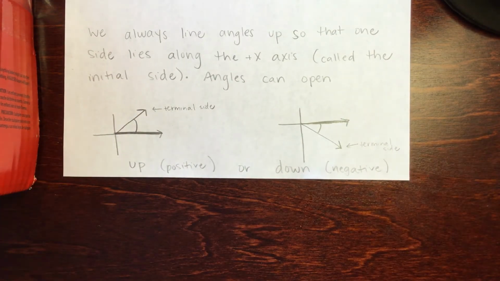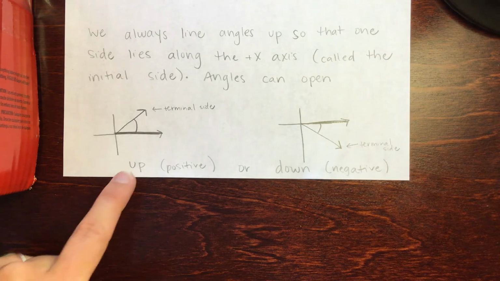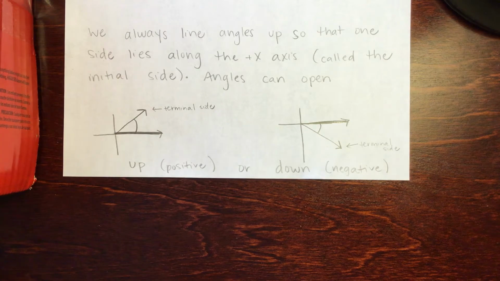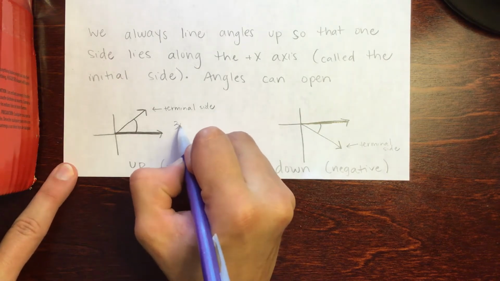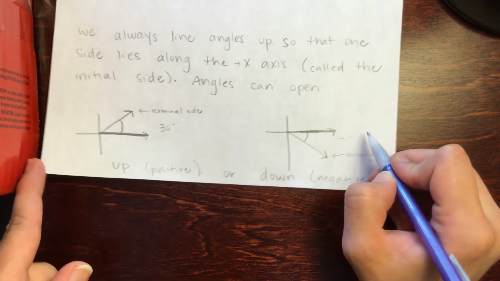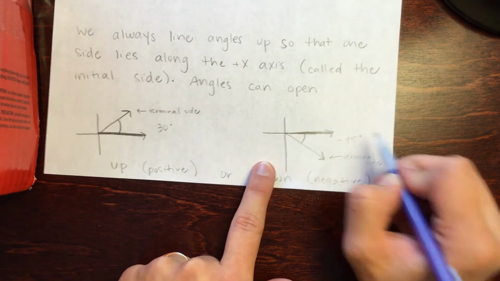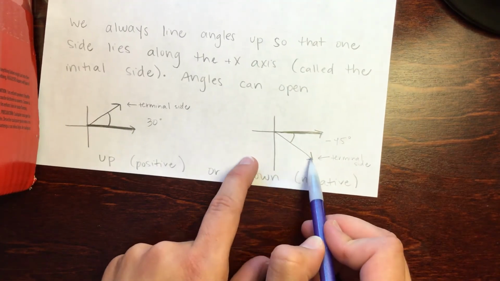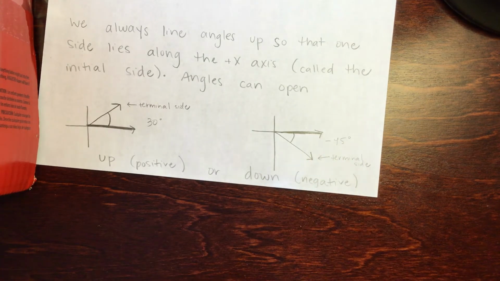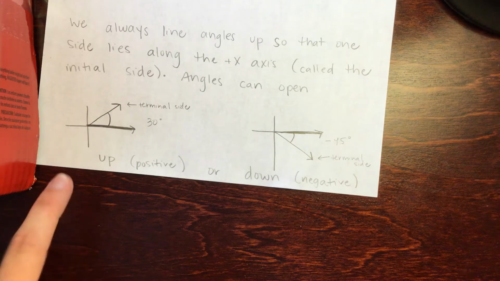And you can either open your angle up in a positive direction or down in a negative direction. So this would be like positive 30 degrees or 45 degrees, and this would be like negative 45 degrees or negative 30 degrees. This little ray here, the arrow that we're actually rotating when we open up or down, is called the terminal side.